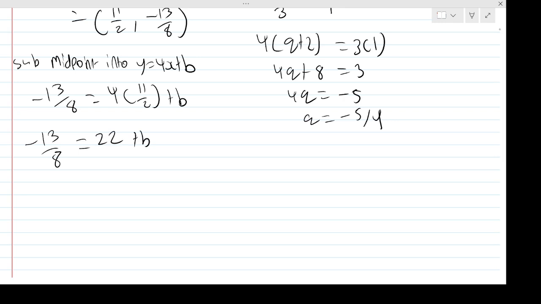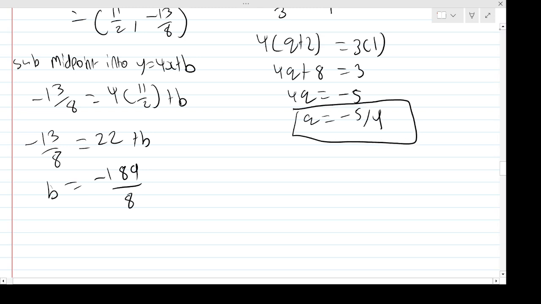Yep. Okay, well then b is minus 13 over 8, take away 22. So if we work that out, I should get that b is minus 189 over 8, sorry. There we are. So we've got our values of q then and b. Great.